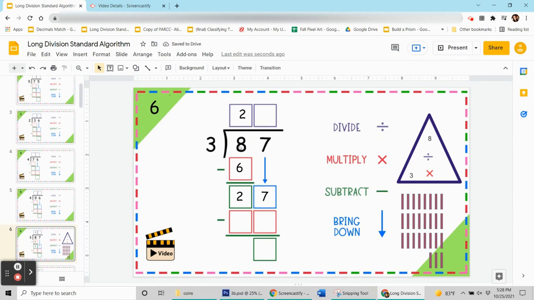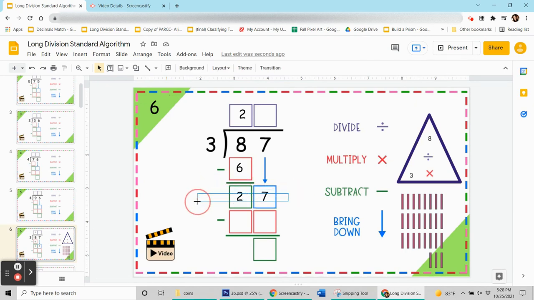We have now done every step. So we divided. We did 8 divided by 3 is 2. Then we multiplied. 2 times 3 is 6. Then we subtracted. 8 minus 6 is 2. And then we brought down the 7. Now we're going to do it all over again.